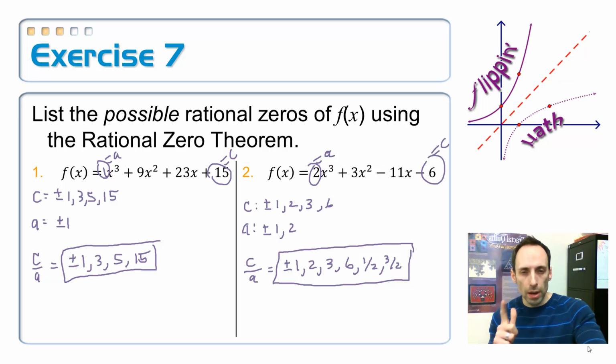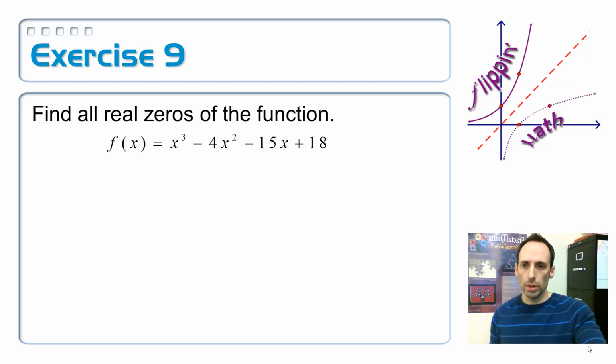Now, remind me again, after I have this list, what am I supposed to do with it? In order to factor, I check them by synthetic division. I may not get it right the first time. If I don't get it right the first time, I throw that one away and I try something new. Okay? So let's try that right here on exercise 9. Find all the real zeros of this function.